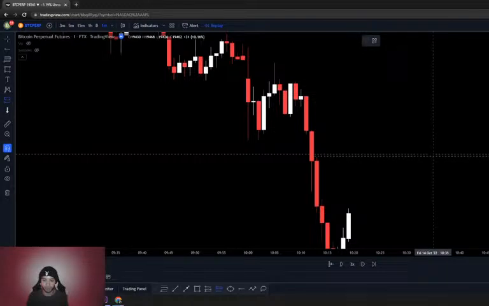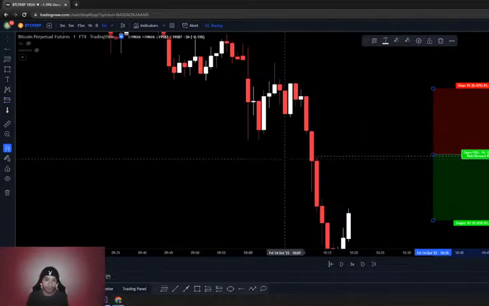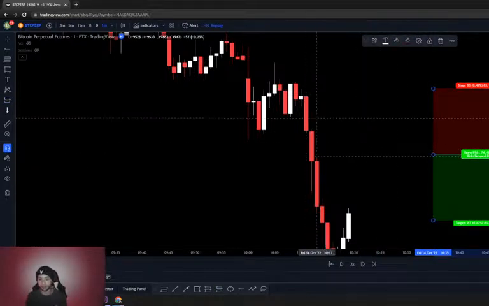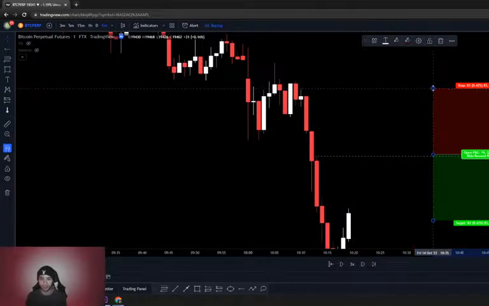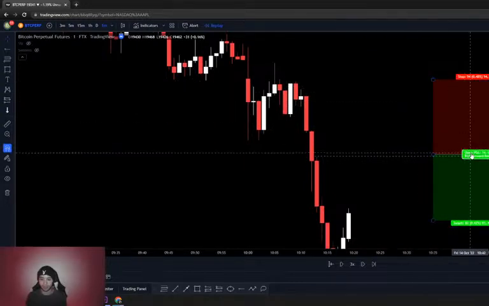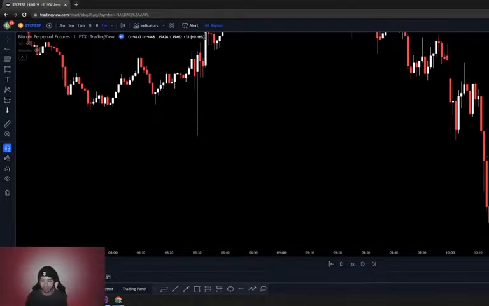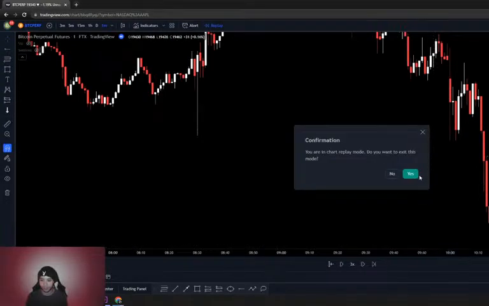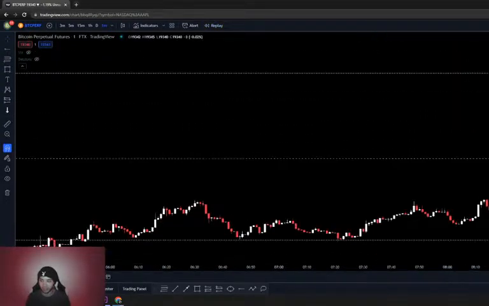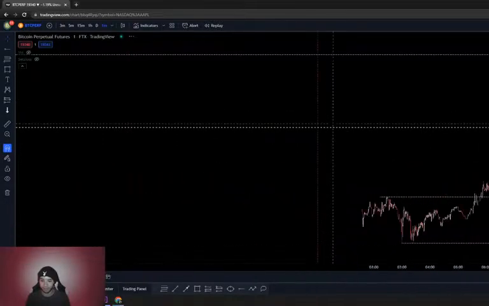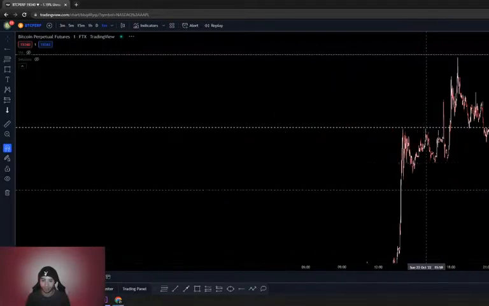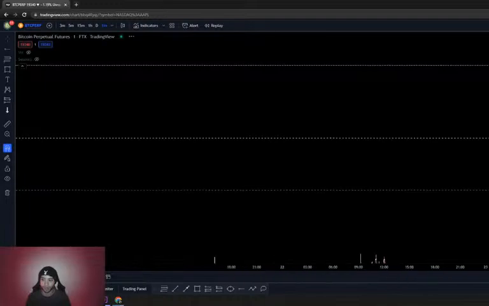So my entry will be as price comes into this fair value gap. And since it does have a fair value gap above it, you do want to take that into account. So just above the last high, something like that. Now we can exit the replay tool, draw this over, and this will give us the second trade if this first one does not work out and price does pull all the way back in.